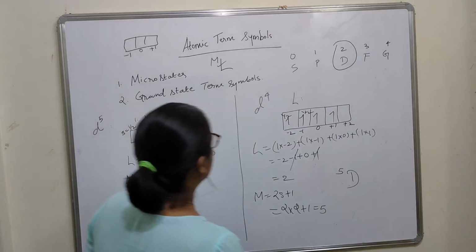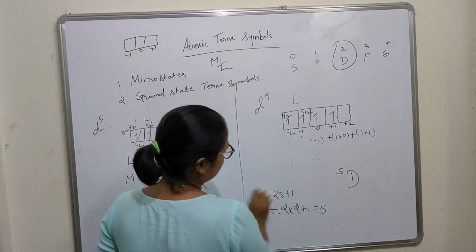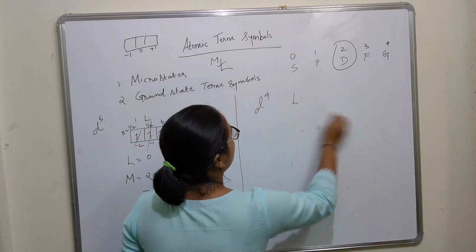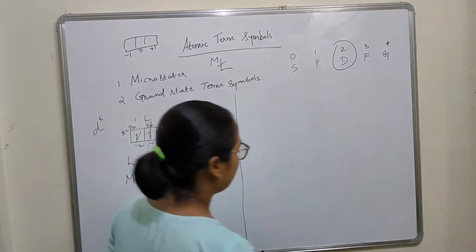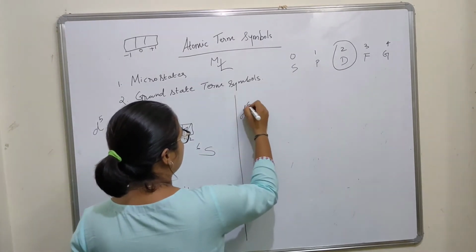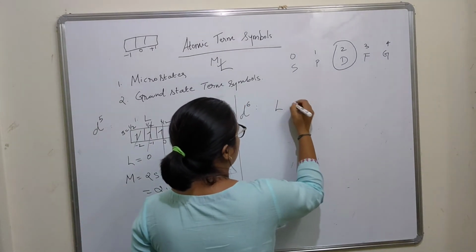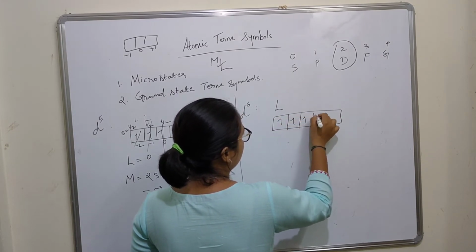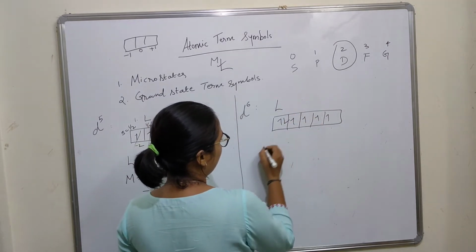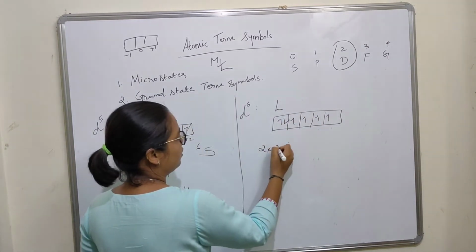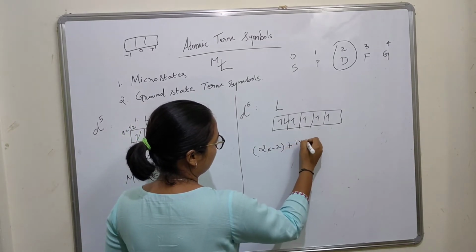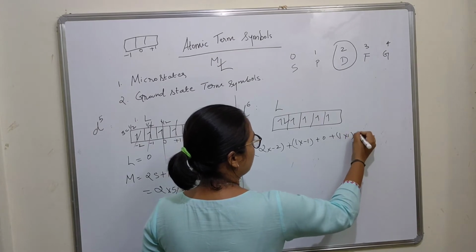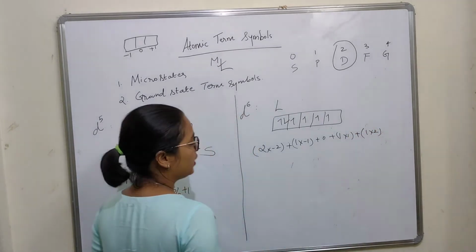Now let's move ahead. Now the calculations will play a bit more of an important role because we are dealing with more electrons. So let's take D6. Okay, let's find out the value of L. 1, 2, 3, 4, 5, 6. Okay, so now we have 2 electrons into minus 2 plus 1 electron into minus 1 plus 0 plus 1 electron into 1 plus 1 electron into 2. Okay, I hope that is clear.